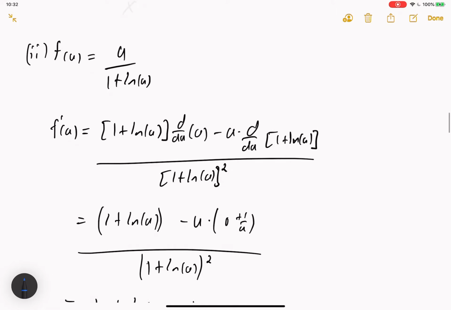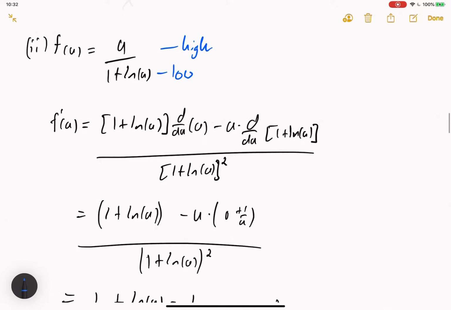So the top is going to be u, and the bottom is going to be 1 plus ln of u. But I have a mnemonic device I always use whenever I try to read it: low d high minus high d low, all over low squared. So I'll keep this in mind. This will be low, and this will be high. And remember that d just means your derivative.